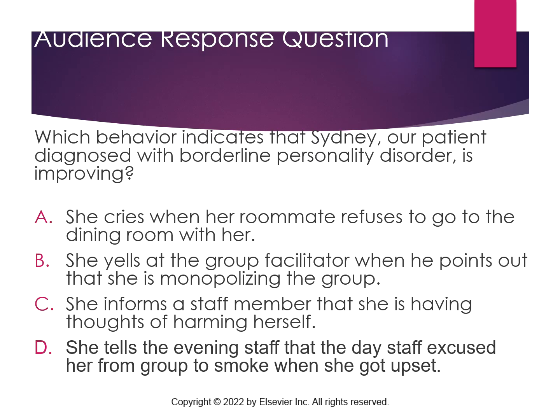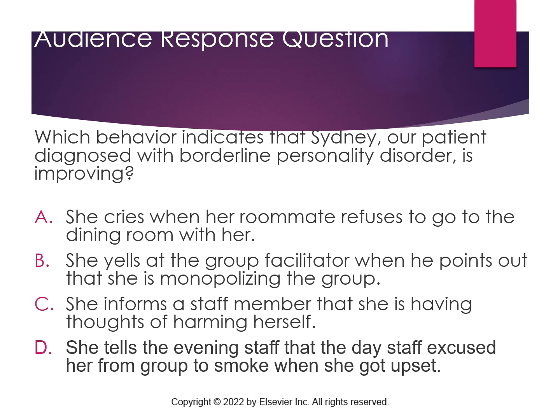And so, which behavior indicates that Sydney, our patient diagnosed with borderline personality disorder, is improving? Is it A, she cries when her roommate refuses to go to the dining room with her? Is it B, she yells at the group facilitator when he points out that she is monopolizing the group? Is it C, she informs a staff member that she is having thoughts of harming herself? Or is it D, she tells the evening staff that the day staff excused her from the group to smoke when she got upset? Well, the answer is C.